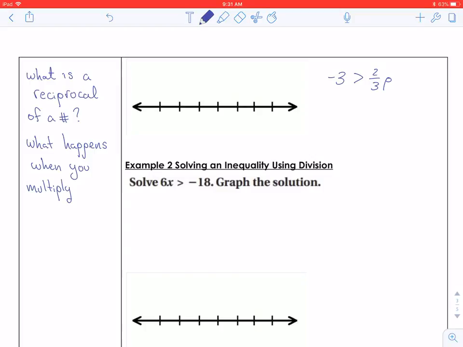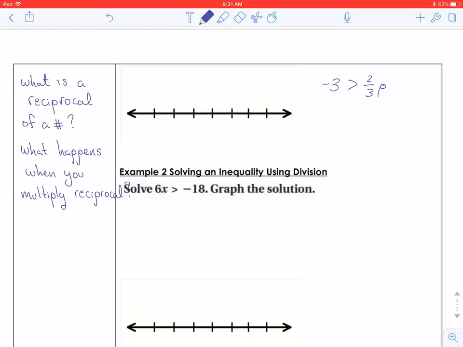So every rational number has a reciprocal, and what we are asking ourselves is what happens when we multiply reciprocals? Going back to this problem, -3 is greater than 2 over 3p. If I wanted to get that p by itself, then because this is technically a division and multiplication problem, 2p over 3 is 2 times p divided by 3. We have both things going on because a fraction is a division problem, but then a number next to a variable is a multiplication problem.